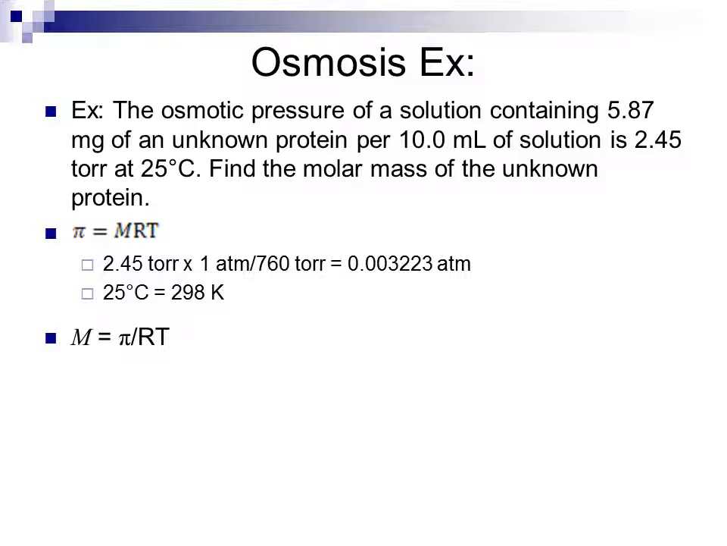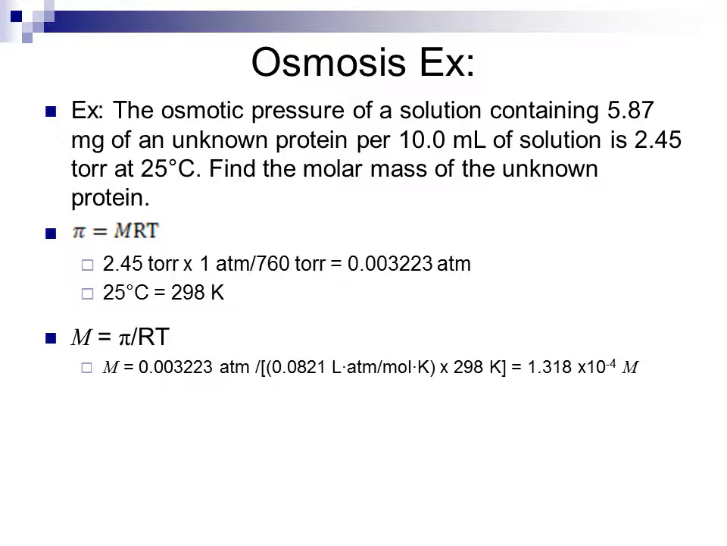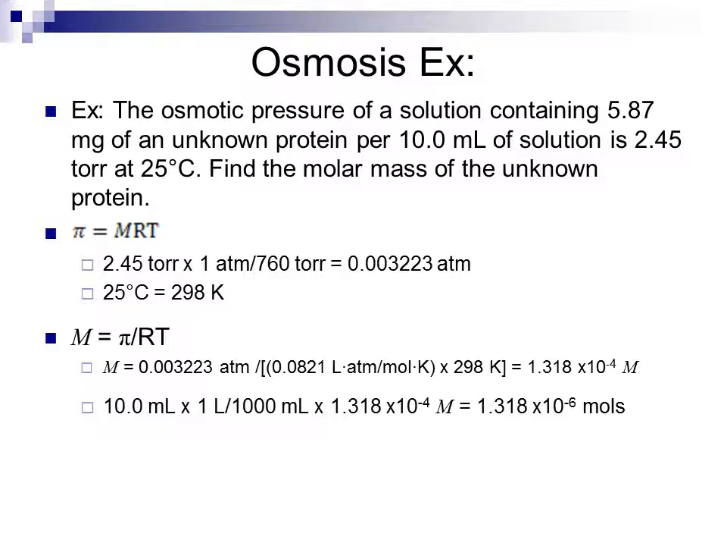We can rearrange to solve for molar by dividing the osmotic pressure by RT, isolating molar on one side. The molar concentration then is equal to the osmotic pressure of 0.003223 atmospheres divided by the combination of the gas constant 0.0821 liter atmospheres per mole Kelvin times the 298 Kelvin temperature. This will give us a molarity of 1.318 times 10 to the minus 4 molar. If we take our 10 milliliters of solution and convert them to liters by multiplying by 1 liter per 1,000 milliliters, and then multiply liters by molar, we'll get moles, because molar being moles per liter, if multiplied by liters, cancels out to form moles.